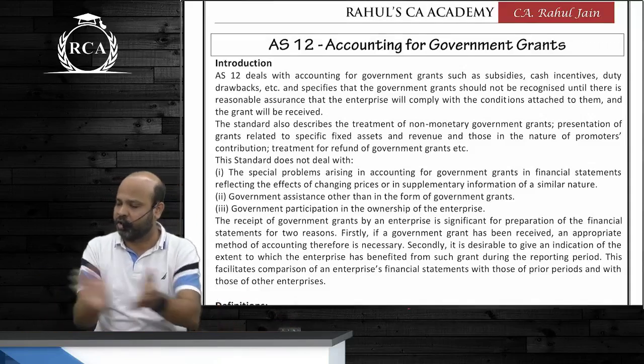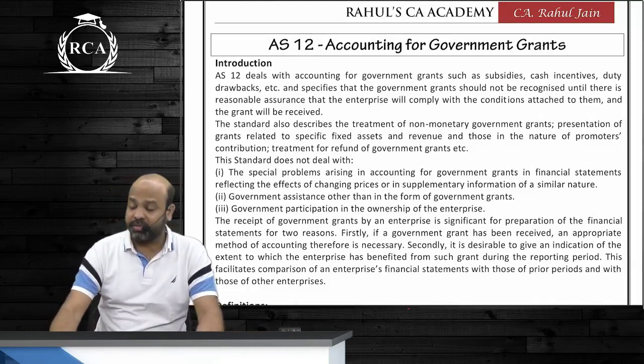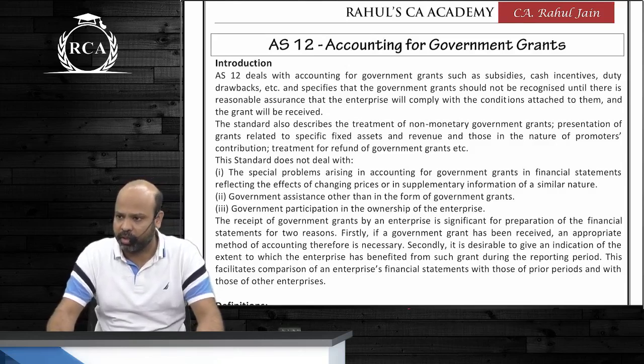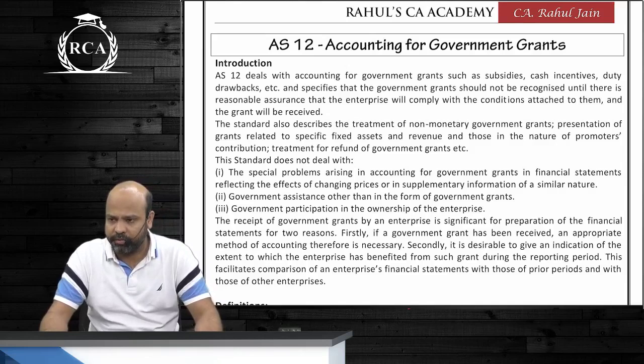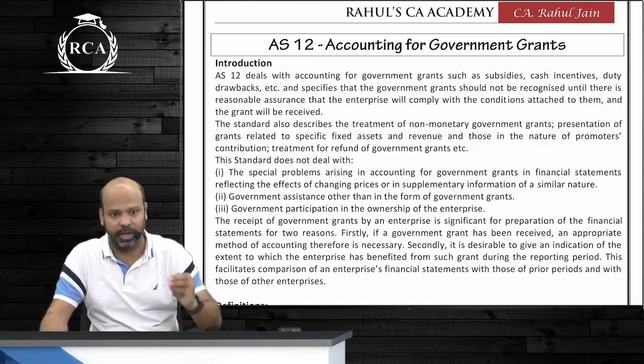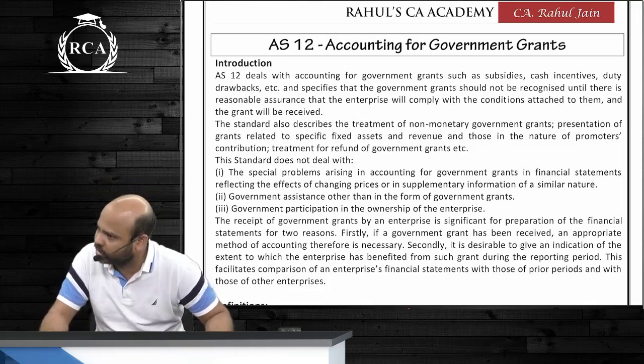Here's a quick revision of Accounting Standard 12, Accounting for Government Grants, guys. The very first thing that you have learned in this standard is the definition of the word government. I said the word government refers to international, national, state, or local government bodies. We are not covering any private organizations here.